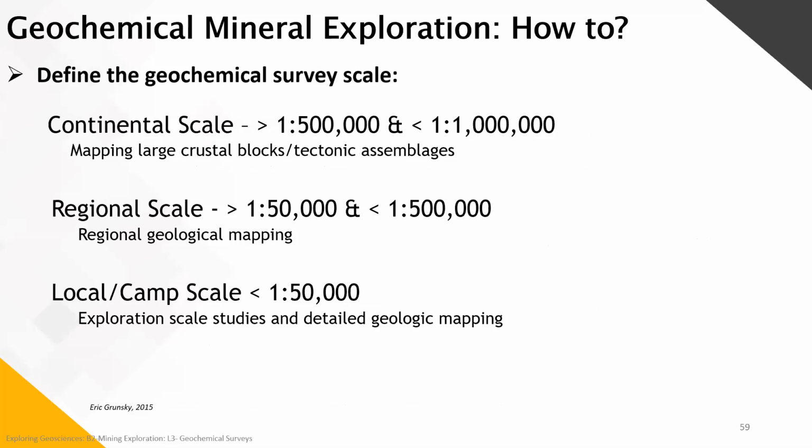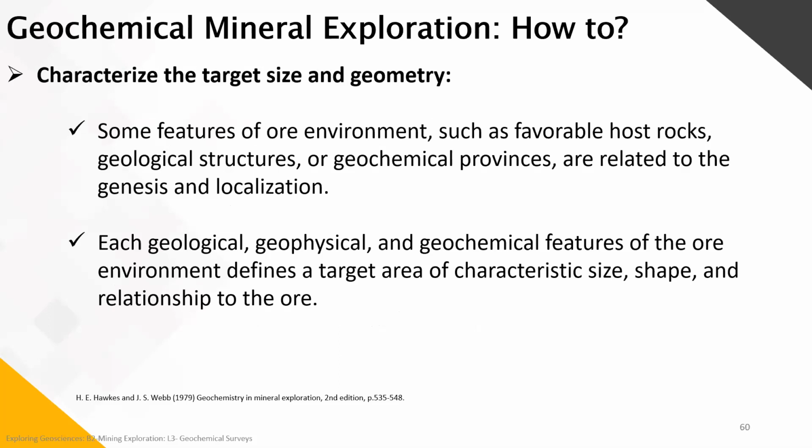So as you can see, the numbers vary a lot. From continental scale, between 500,000 and a million scale, or going down to local scale, which is under 150,000 scale. So the scale at which we need to do our survey is very important. Then we need to characterize the target size and the geometry. That goes with the scale too. Some features of ore environment, such as what are the favorable host rocks, the geological structures, or the geochemical provinces that are related to the genesis and localization of the metal we are looking for.